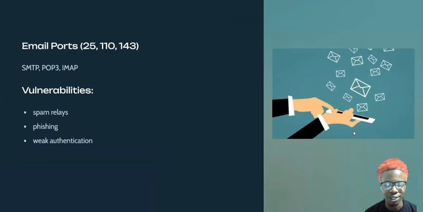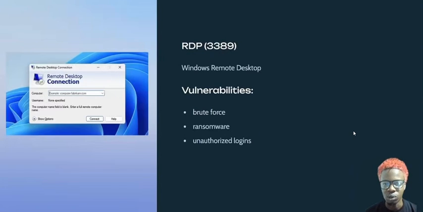Next, we have the ports that have to do with emails, the sending and receiving of emails. We have port 25, which has to do with SMTP. We have port 110, which stands for POP3, and port 143 that has to do with IMAP. The vulnerabilities that come with these ports are email related, for instance, spam relays or phishing, right? Or weak authentication.